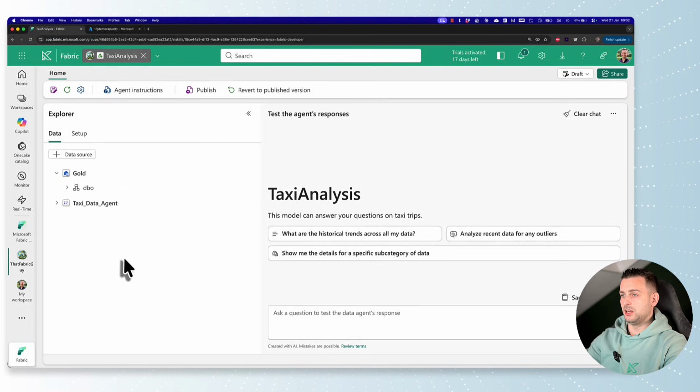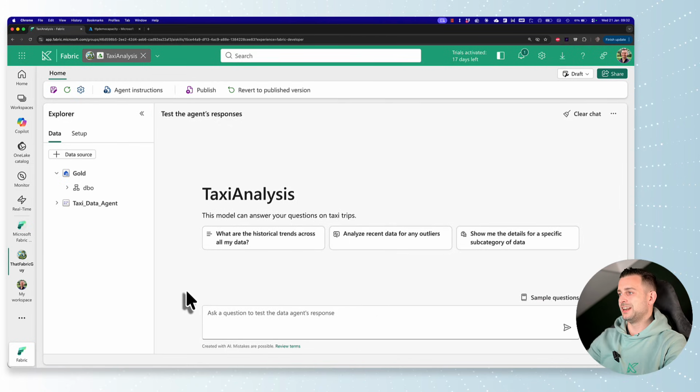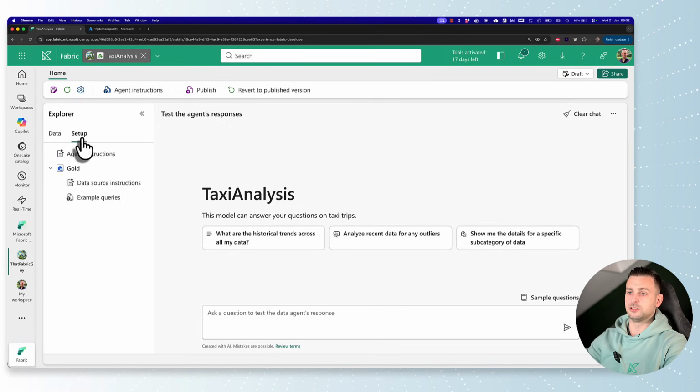Now, if we are just putting this in and we start writing questions to the agent, we might get good results. But as of 2026, we all know that AI likes to hallucinate, and we want to prevent that when we are using AI to analyze our data and make decisions for our company. So we need to set up the agent properly.